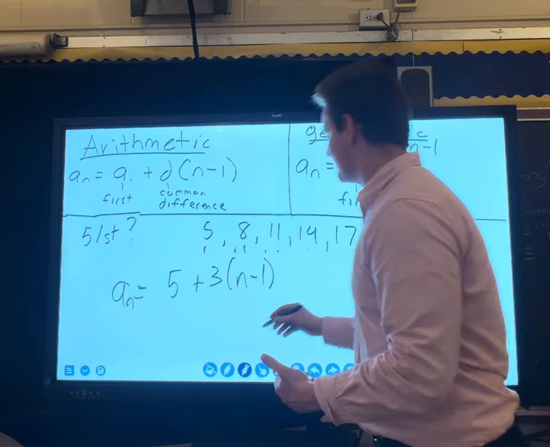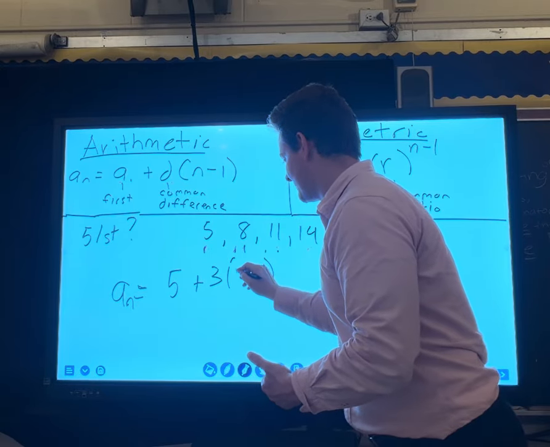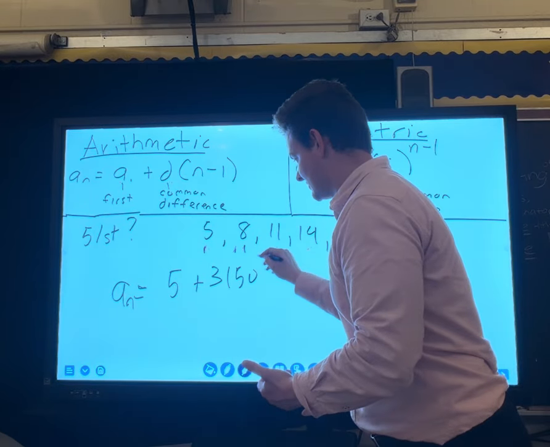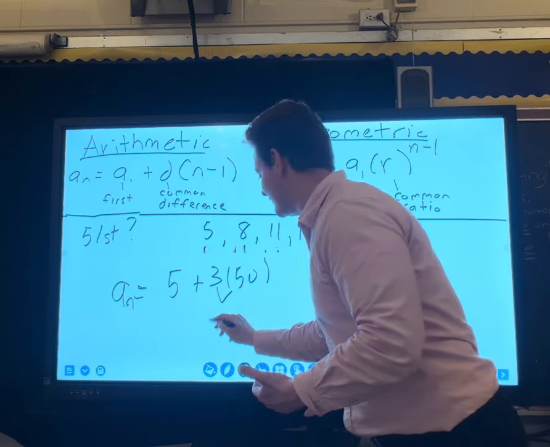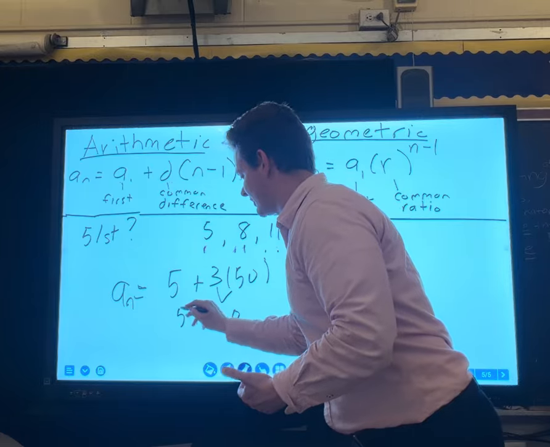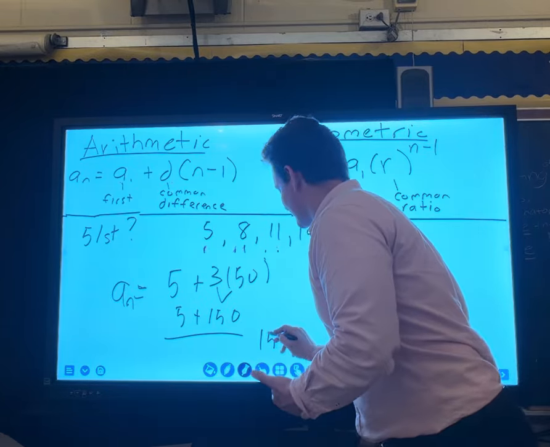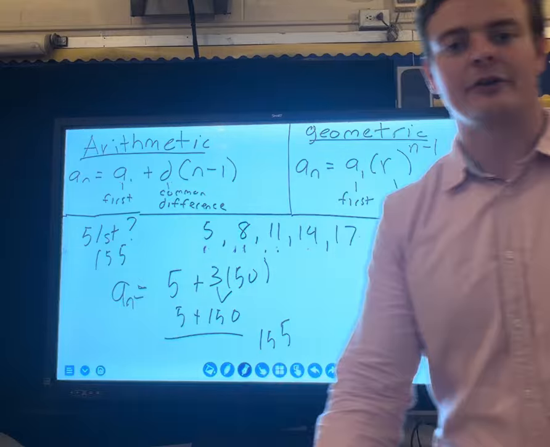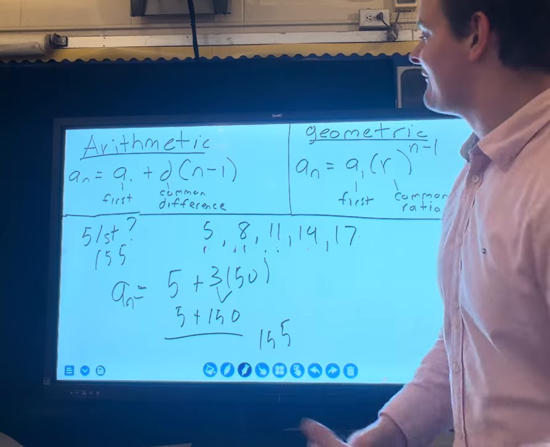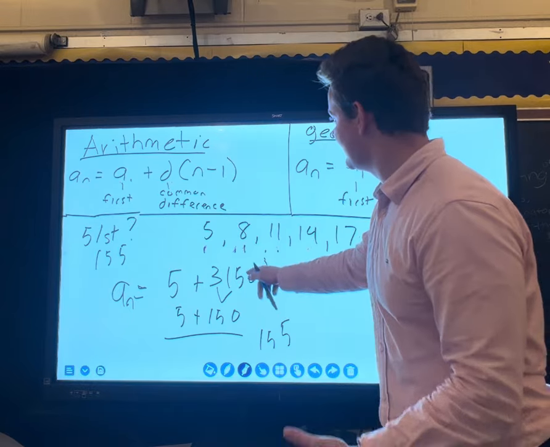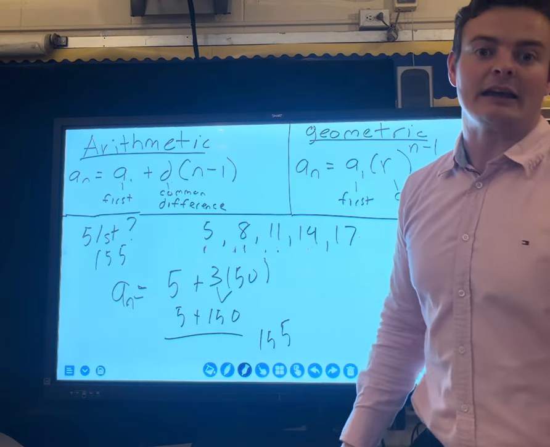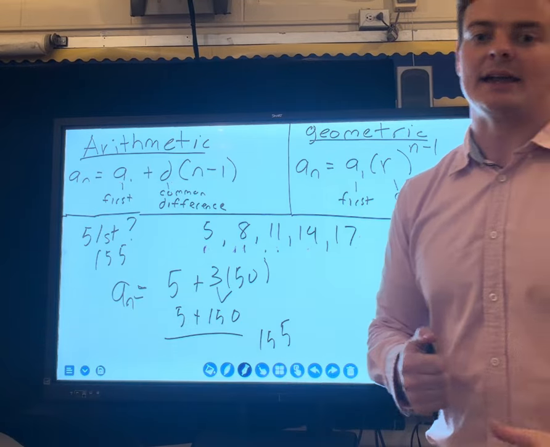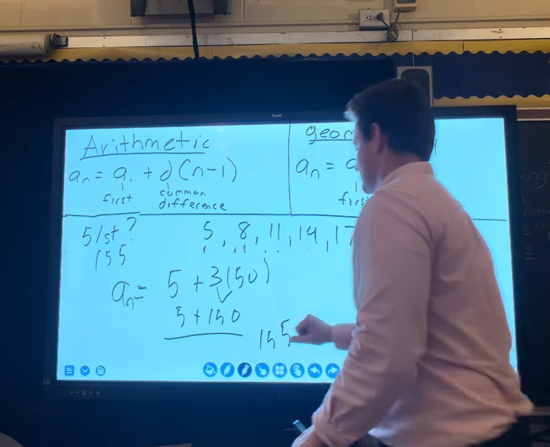And if I plug in 51 there, it becomes 51 minus 1, which is 50. 3 times 50 is 150. 150 plus 5. 155 is my 51st term. That's the benefit. If I want the 81st term, plug in 81 into the end. If I want the 87th term, plug in 87 into the end. Cool.